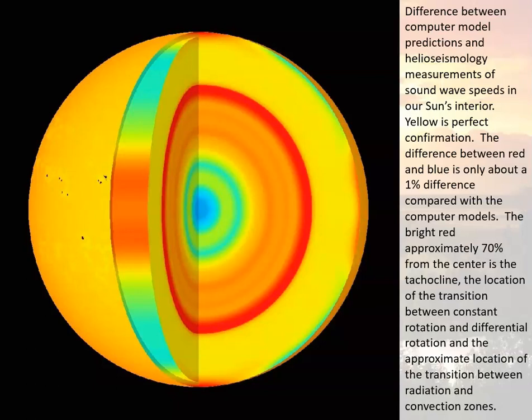Here is a very nice model showing the difference between computer model predictions and helioseismology measurements. And notice, in fact, the biggest differences are on the order of about 1% in terms of things like density, pressure, stuff like that. And that occurs, surprise, surprise, at the tachocline, where you have that convective overshooting and the energy being transported both by radiation and by convection.